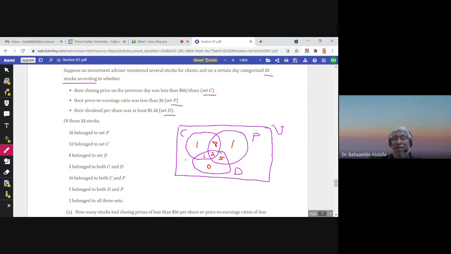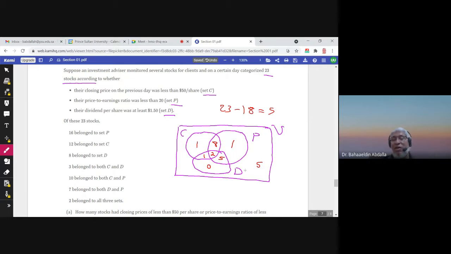Okay, how many elements in total? If you add all of these numbers, I have 1 plus 8 plus 1, 10, plus 1, 11, plus 2, 13, plus 5, 18. But the total number is 23. So if you subtract 23 minus 18, it is 5. Let me check again. 10, 15, 18. Yes, it is 5. So I have 5 stocks outside these 3.